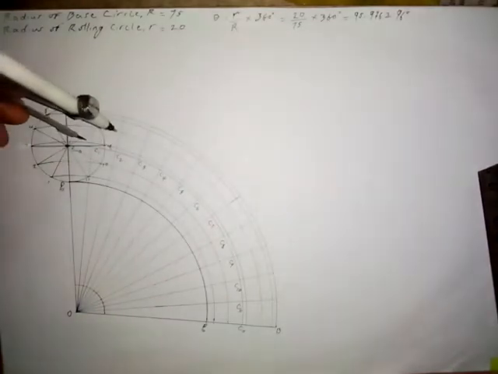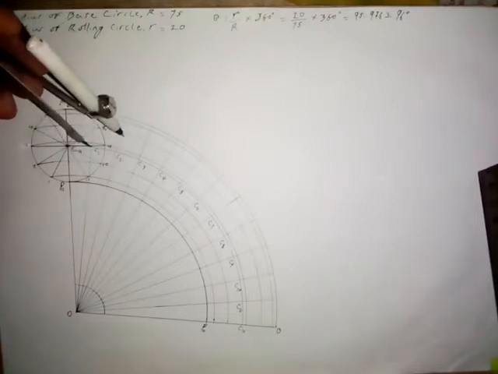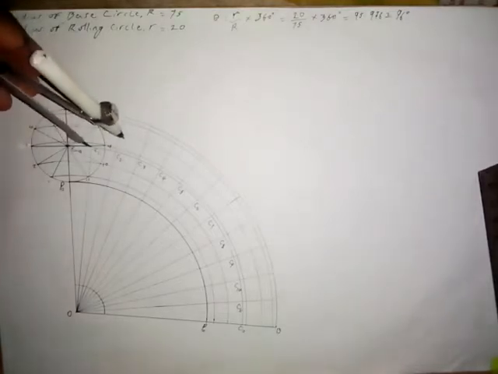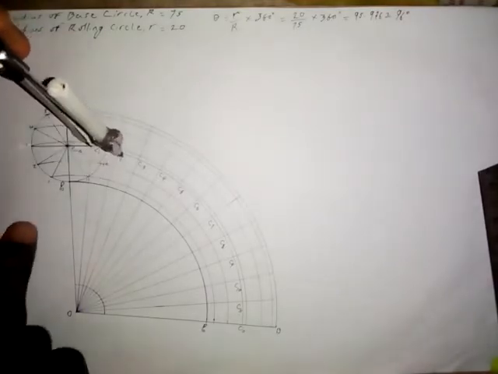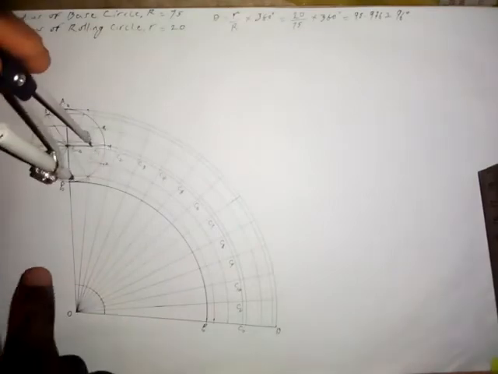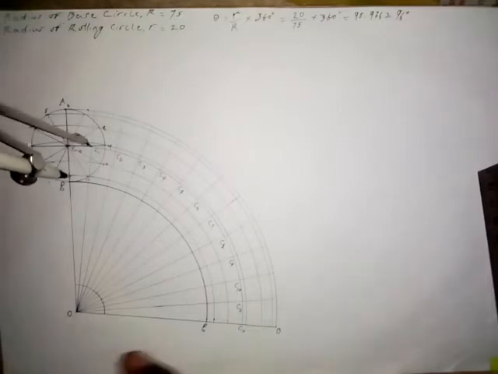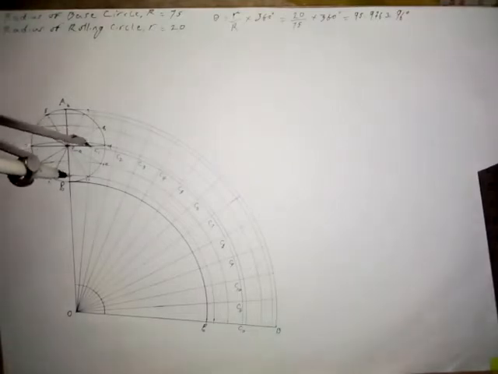So put it at point 1 here. This is point 1, or center 1. So put it at center 1, and you look at arc 1-11. This is arc 1-11, and you draw an arc here. This point is the first point.